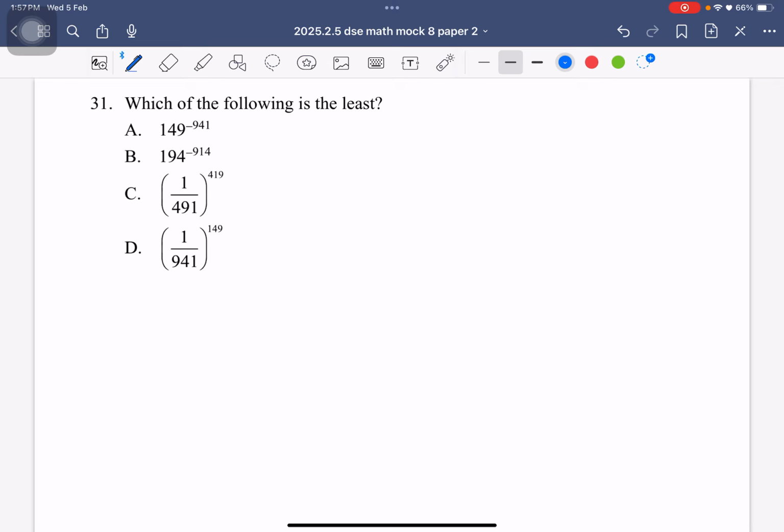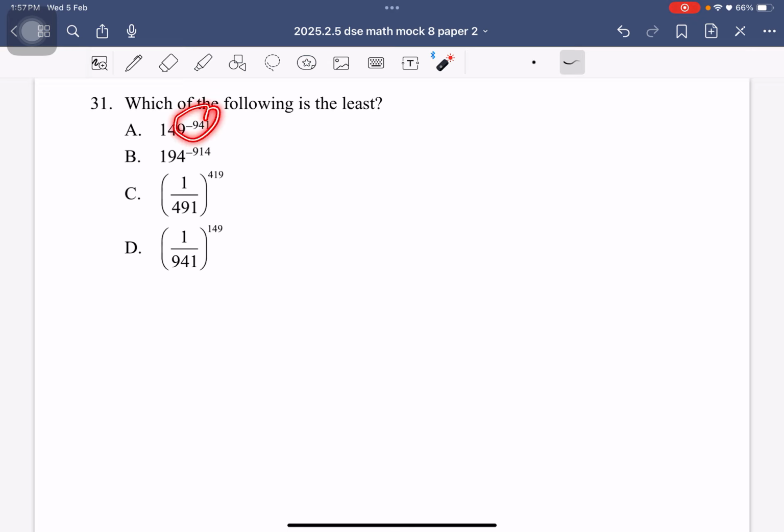Which one is the smallest? None of them. All of them is the smallest because it's 0. Like what I said before, if the calculator cannot help you, when you see this type of question, you think, oh yay, this is the easiest question, I can just use the calculator to do it.